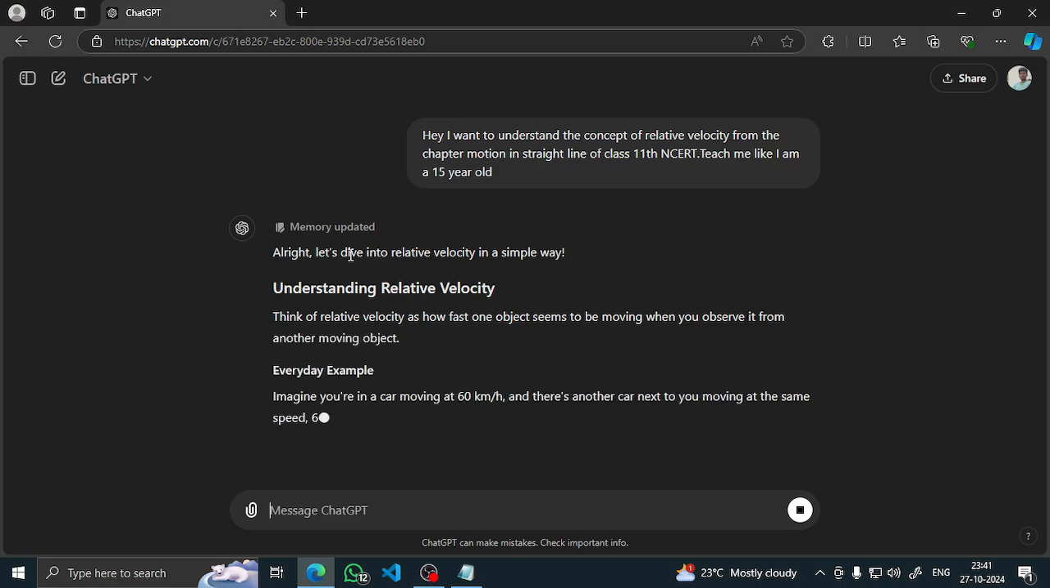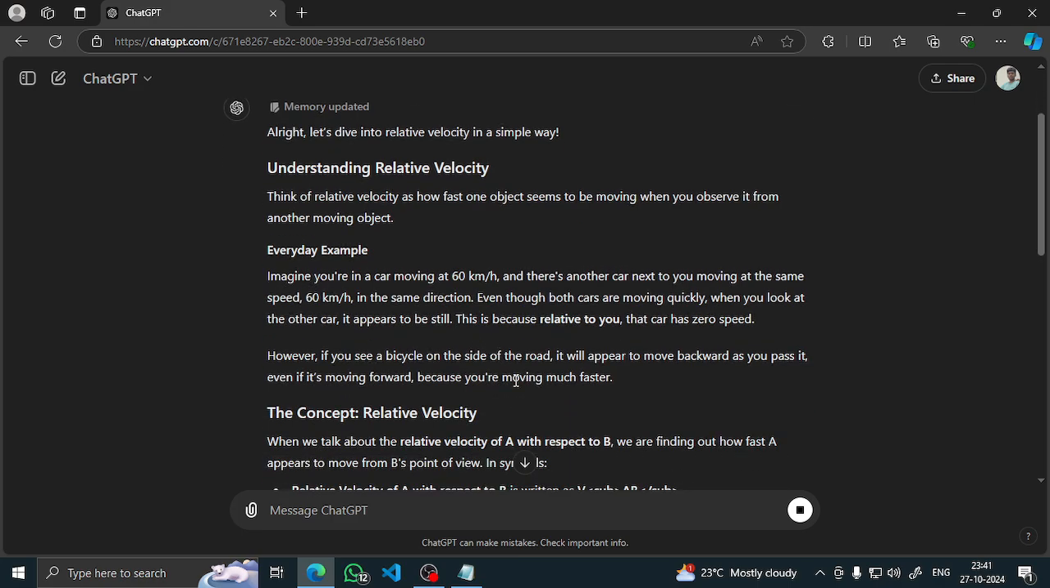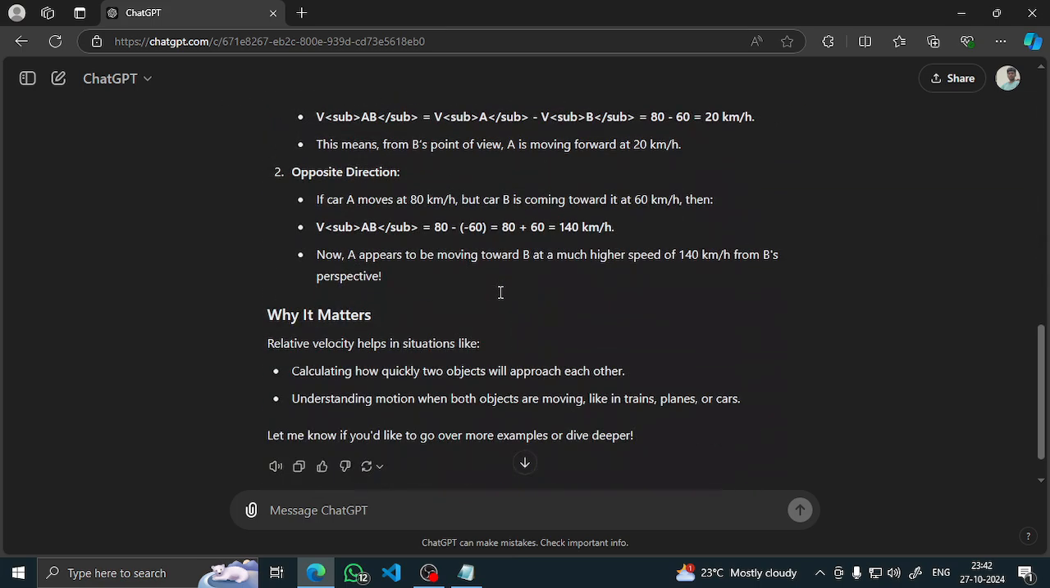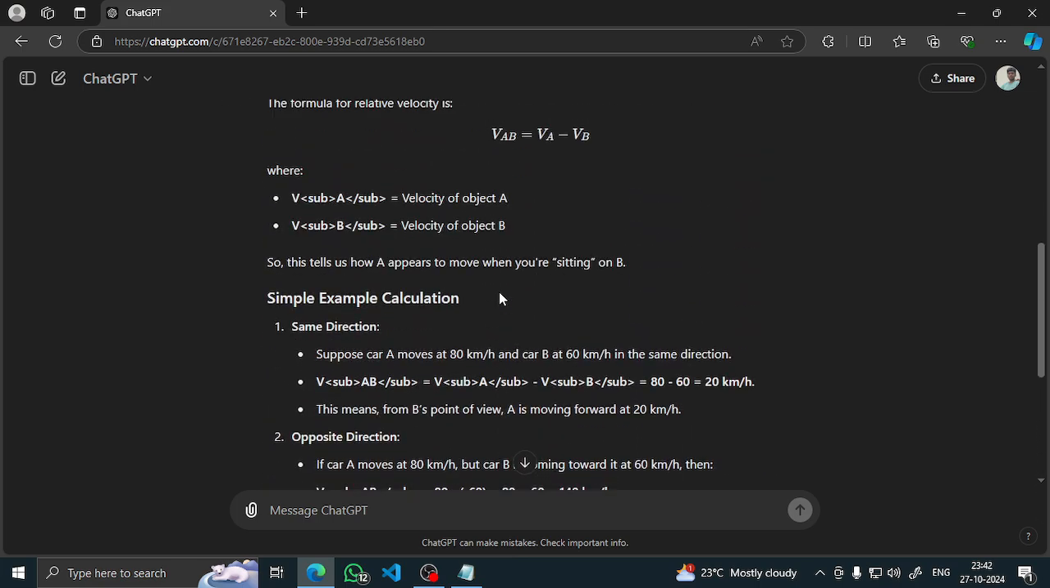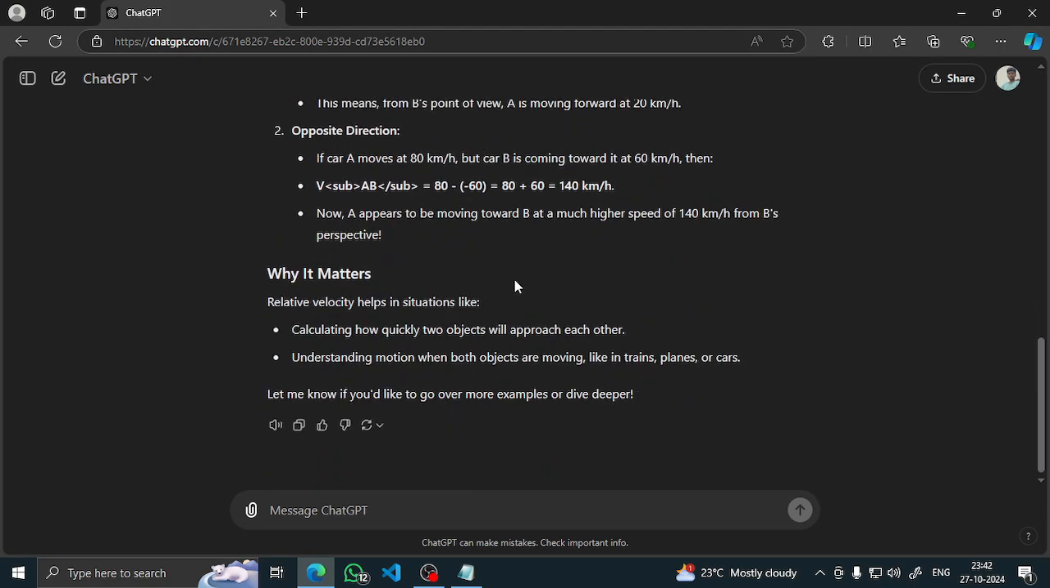So yeah, it is showing that. All right, let's dive into relative velocity in a simple way. Think of relative velocity as how fast one object seems to be moving when you observe it from another object. Yes, so it is giving us a concept which is very easy to understand, and its language is very easy, and you can also change the heaviness of the language.